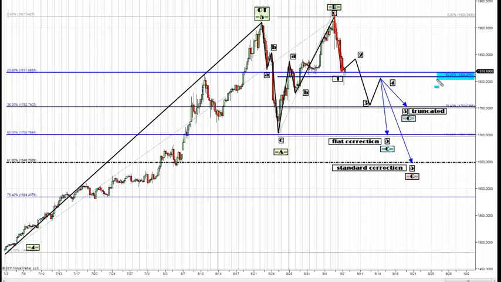We've got good support, 1808, 1817. We have good Fibonacci harmonics right in here. And I would expect this market to bounce up a little bit.